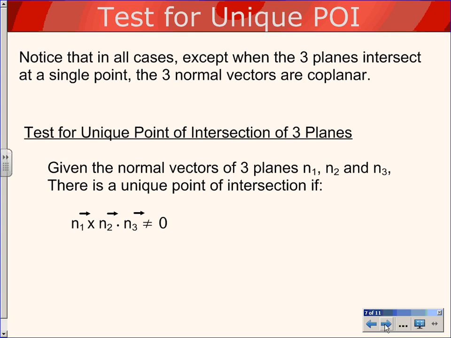So if it turns out that we do the cross product and then the dot product, if we get any answer other than 0, then there is a single point of intersection. Okay, you'd have a single point of intersection. Now, keep in mind, that's not telling you what the intersection is. It's just a way of testing to see if there is one or not.